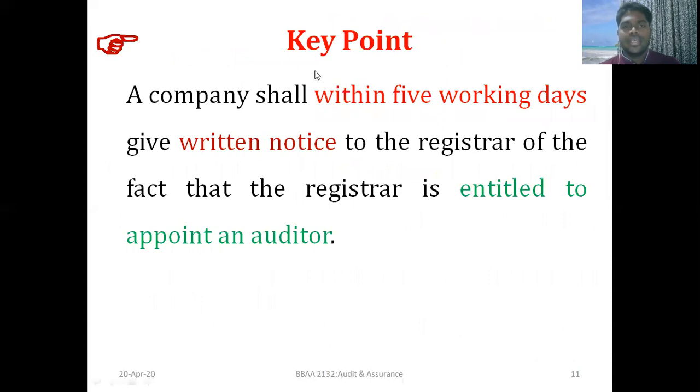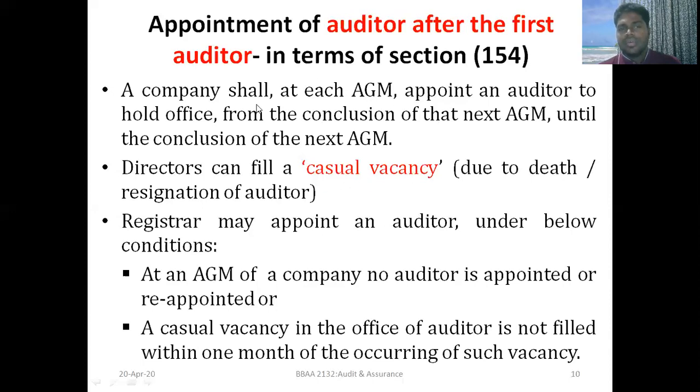The next key point says the company shall, within 5 working days, give written notice to the registrar of the fact that the registrar is entitled to appoint an auditor. In this slide, we discussed the appointment of auditors after the first auditor, meaning the subsequent auditors. Normally the auditors are appointed by the equity shareholders, the owners, at the annual general meeting. If a casual vacancy arises, the board of directors can appoint the auditor. If the board of directors fails to appoint the auditor, then the registrar can appoint the auditor.